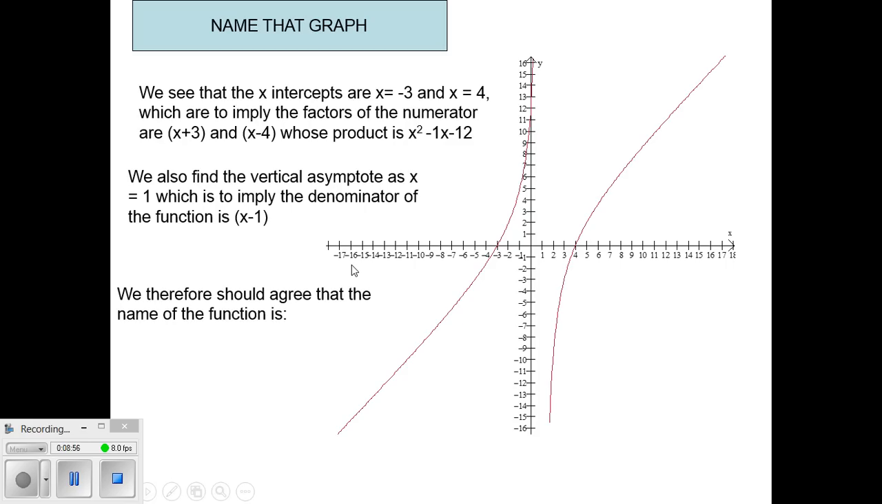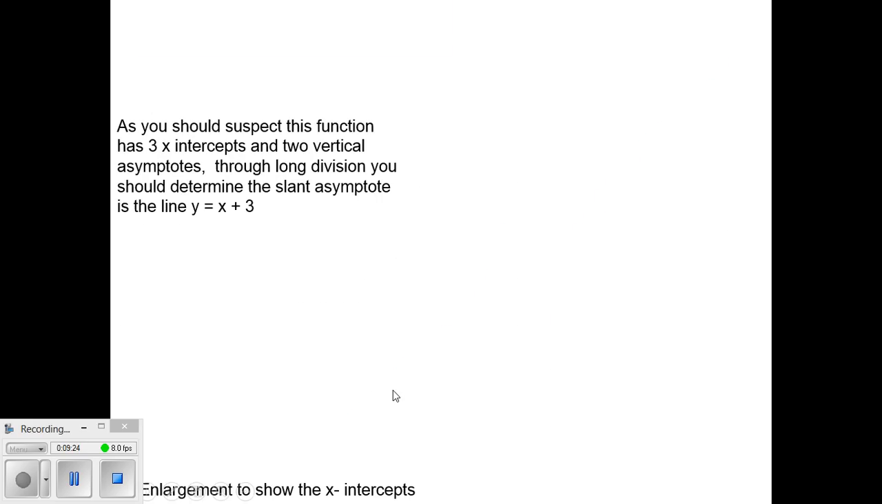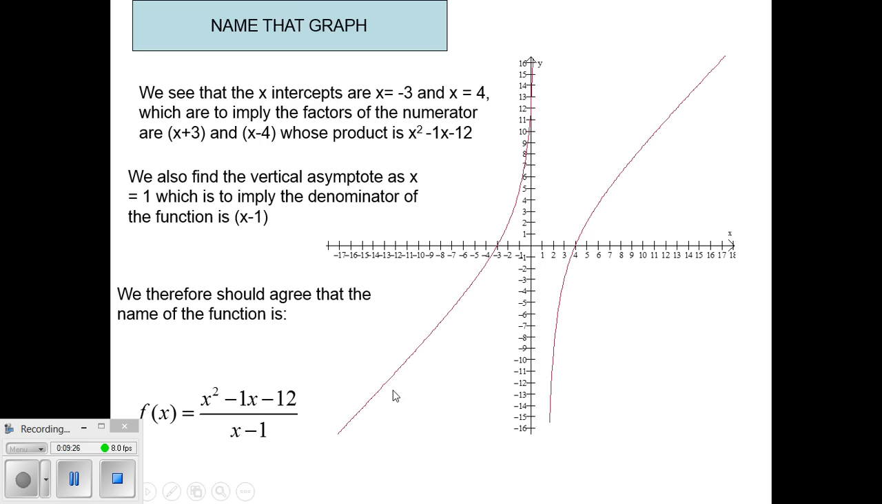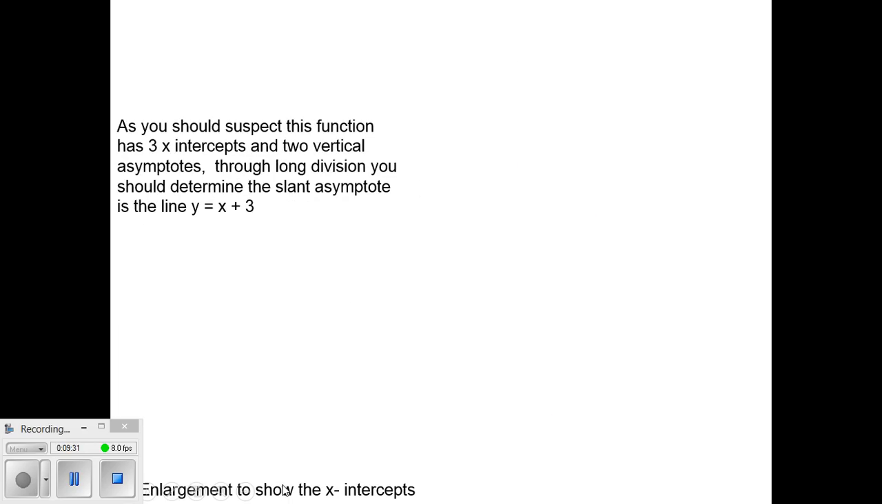We're going to take a stab at it, and sure enough, factoring the numerator will give us those 2 x-intercepts. Letting x equal 0, we'll pick up 12 as the y-intercept. The long division should reveal a slant asymptote for us, and we'll leave that for you to figure out what that slant asymptote might actually be.